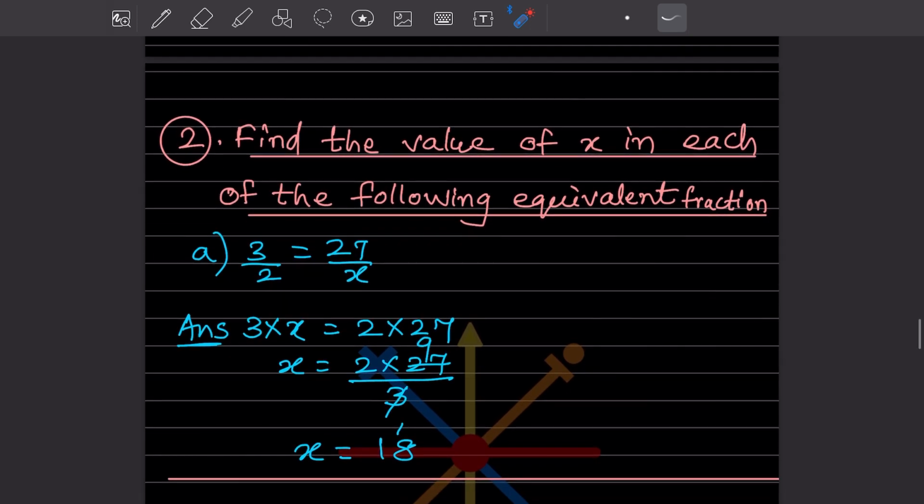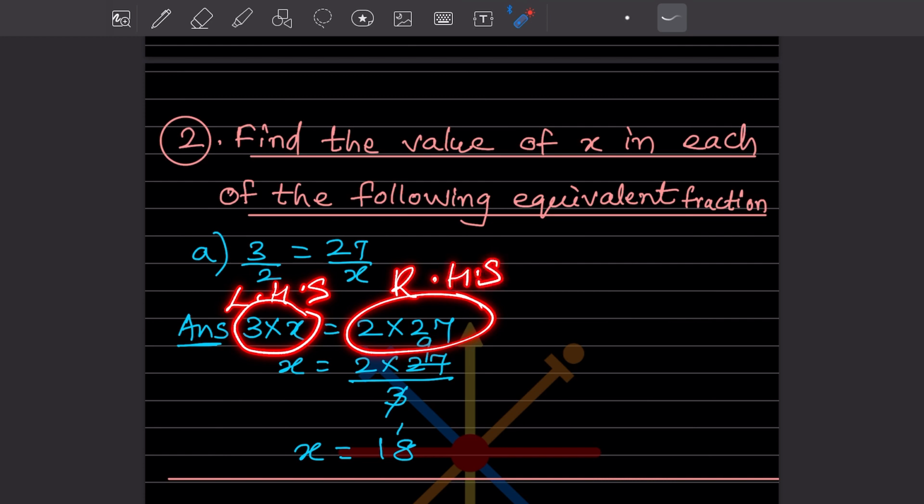Now find the value of x in each of the following equivalent fractions. This question is given, and here is x. You have to find the value of x. One of the easiest ways is to cross multiply. So here it is 3 into x, which is on the left hand side, and 2 into 27, which is your right hand side.